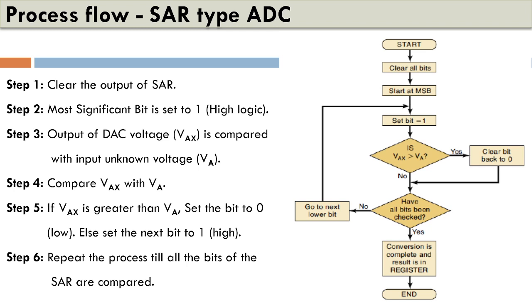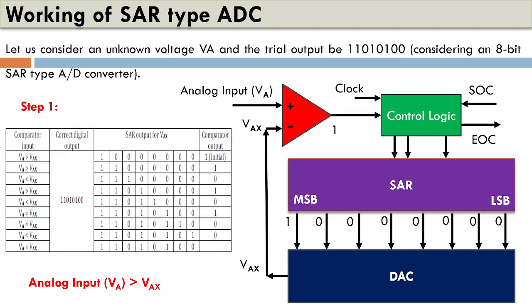Now, we can understand this by just a simple example. Before we move on into this particular example and try to understand how it works, let us first assume that an unknown voltage VA has been given at the input of this A to D converter, and the expected output is, say, 11010100.